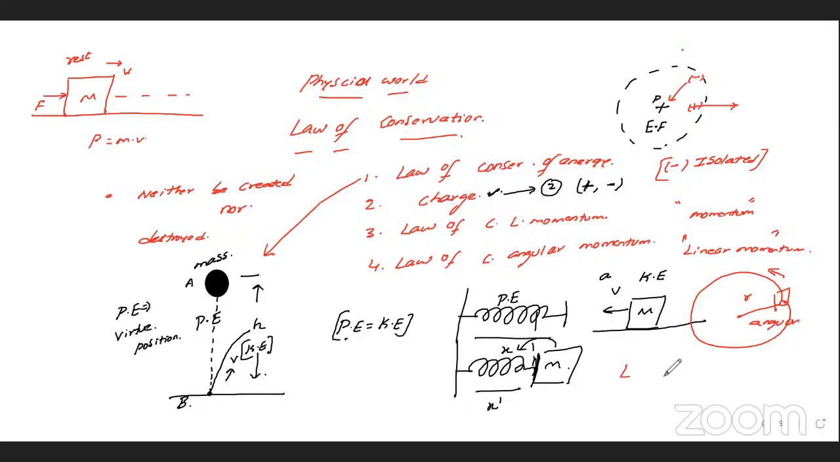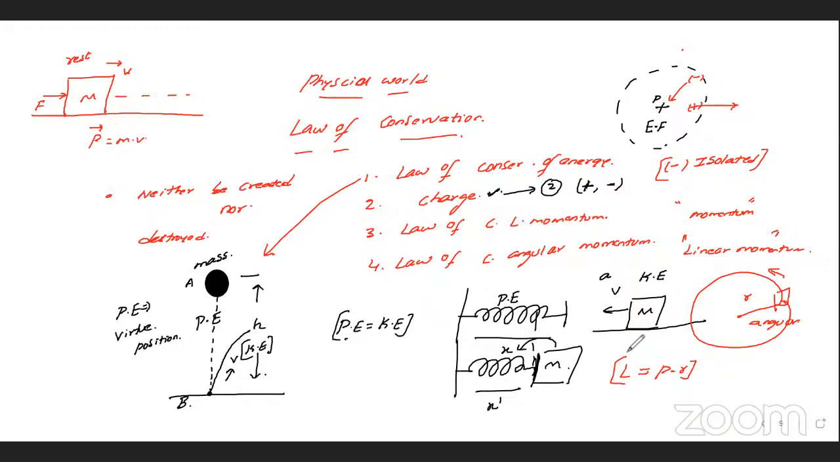The relation between linear momentum and angular momentum: L is equal to P into the radius of the object. So L is equal to P into R. Linear momentum is mass into velocity, and angular momentum L is P into R. Remember this. Linear momentum is a vector quantity because it has a proper direction.